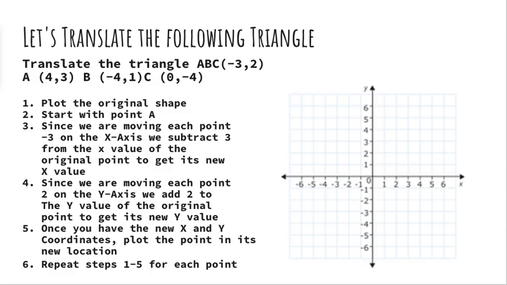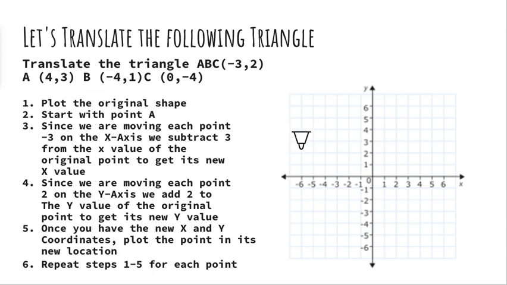So let's translate the following triangle, and there are steps here which I'm going to go through with you in a second. We're given some points. They want us to translate a triangle ABC. They want us to move it -3 and 2. So the first thing we're going to do is plot the original shape, and here are the coordinates for the original shape. I'm going to go ahead and do that now.